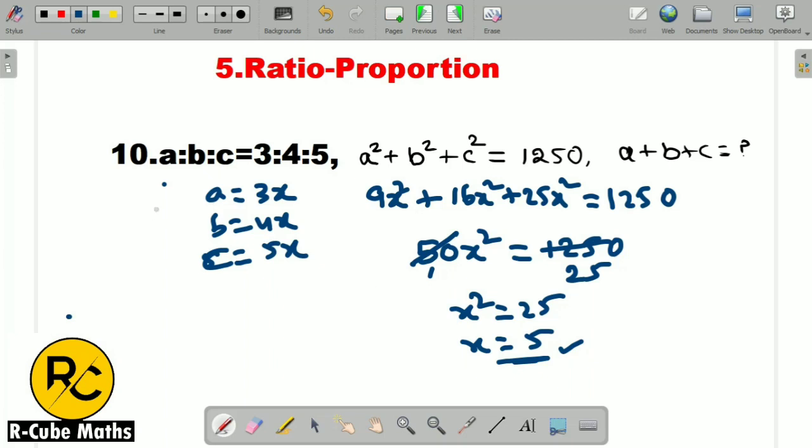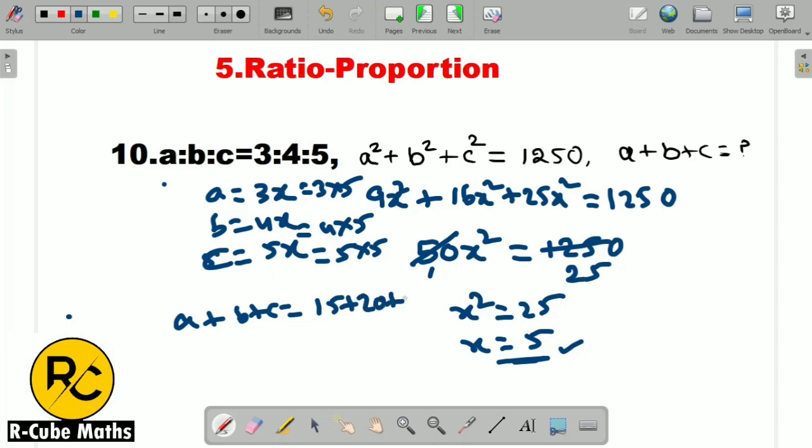So here a is a multiple of 3, so that is equal to 3 into 5, 15. b is 4 into 5, c is 5 into 5. So our question is a plus b plus c, the sum of three numbers: 15 plus 20 plus 25. So that is equal to 60. The sum of three numbers is 60. Right. Next question.